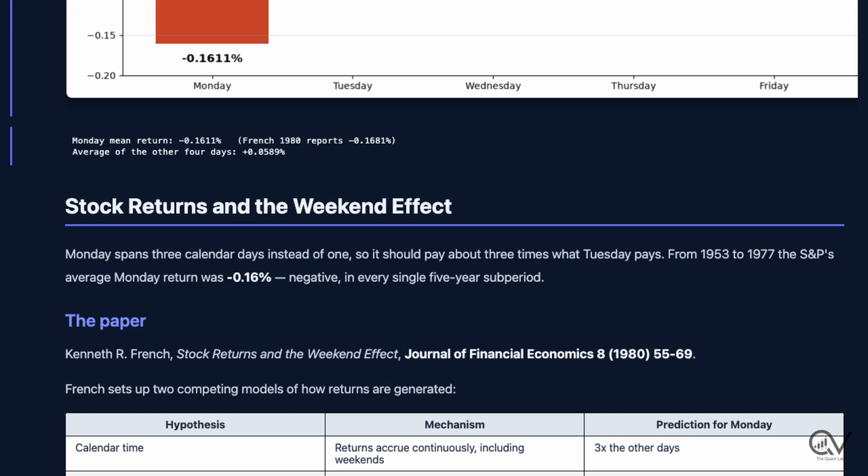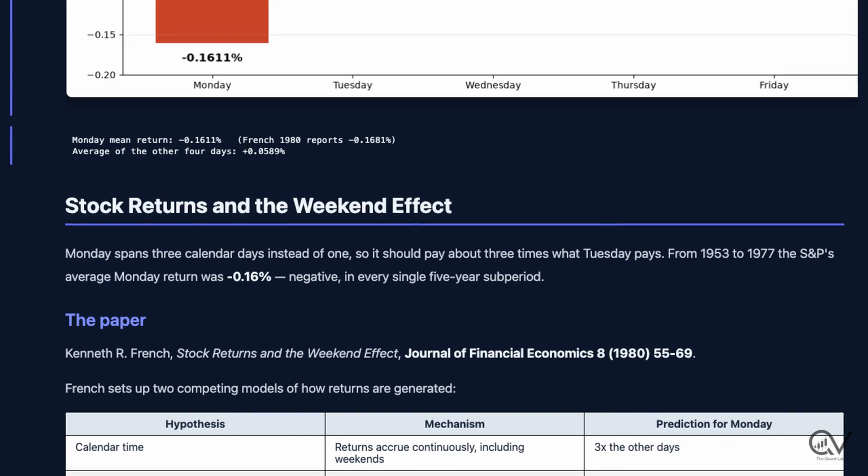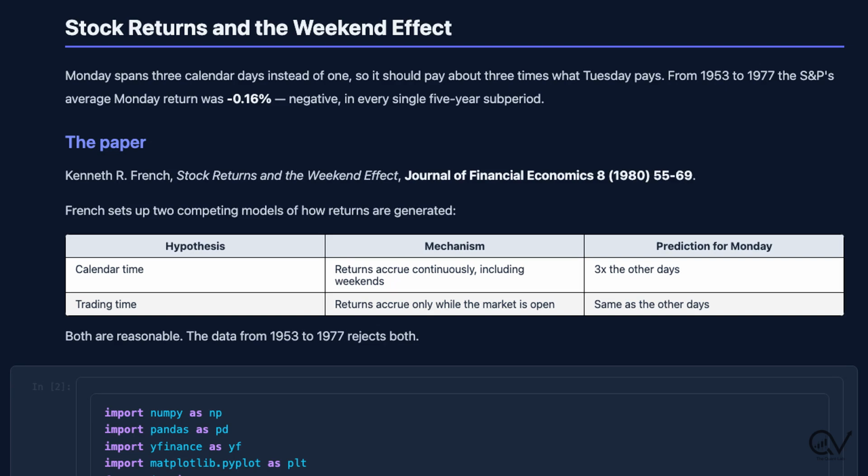The rest of this notebook rebuilds every table in the paper to work out what is actually going on and whether you could ever have traded it. The paper is Kenneth French, Stock Returns and the Weekend Effect, published in the Journal of Financial Economics in 1980.